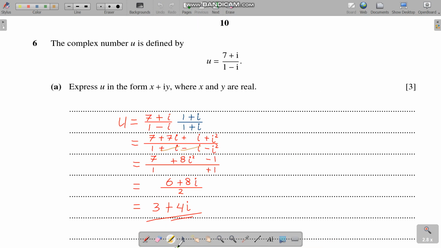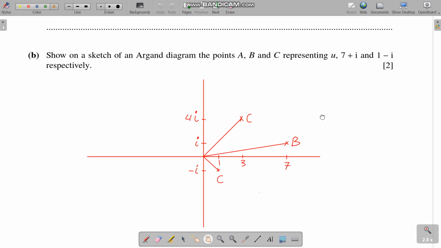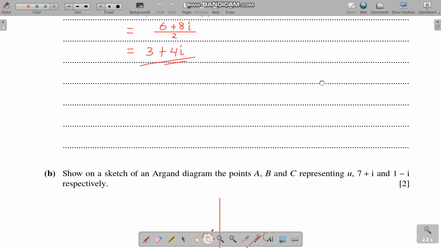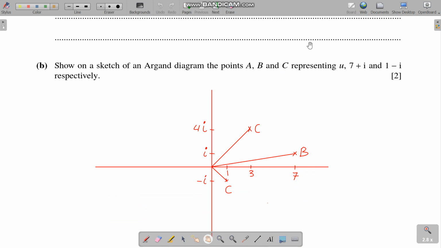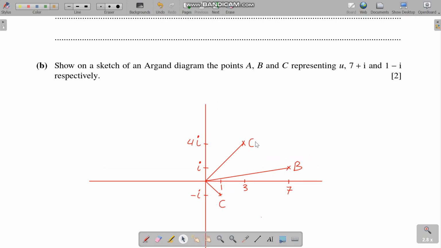Next, that's not the next part. Where's part B? Sketch representing u, 7 plus i, 1 minus i. Okay, so for point A, that is u, which is 3 plus 4i. Yeah, this is point A. So A is u, which is from the previous part 3 plus 4i, B is 7 plus i, and C is 1 minus i. So that's all for the sketch.